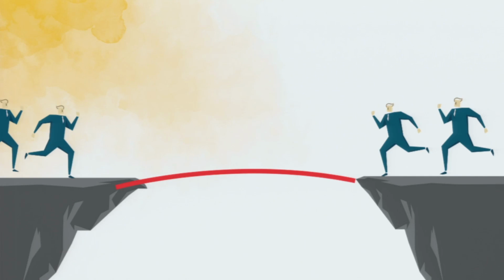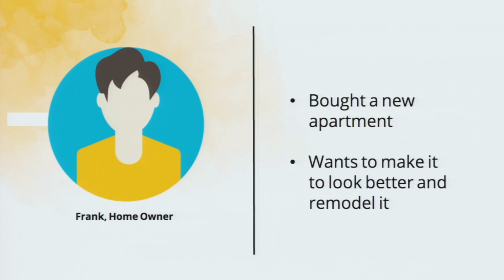So the best policy is to bring these two teams, sales and project management, together in one place so that there is transparency in what they are doing.